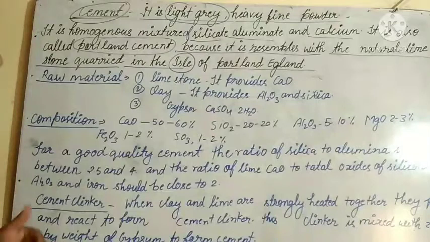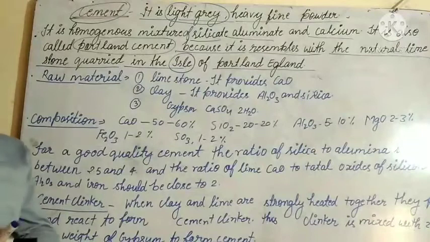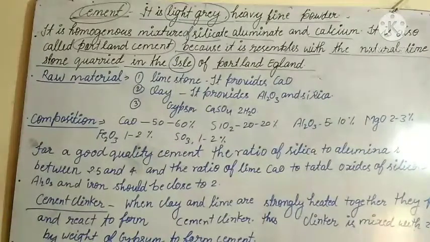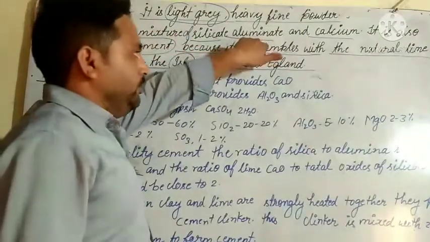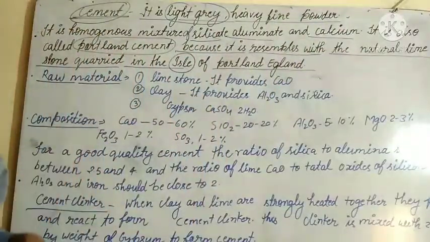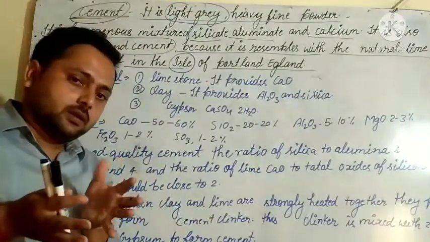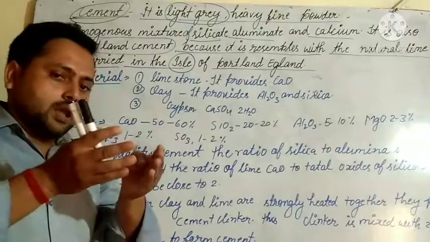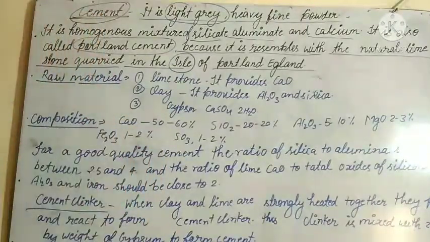What did we discuss here? Cement is a light grey substance. It is a heavy, fine powder, a homogeneous mixture of silicate, aluminate and calcium. It is also called Portland cement because it resembles the natural limestone found in the slate of Portland. So it is known as Portland cement.